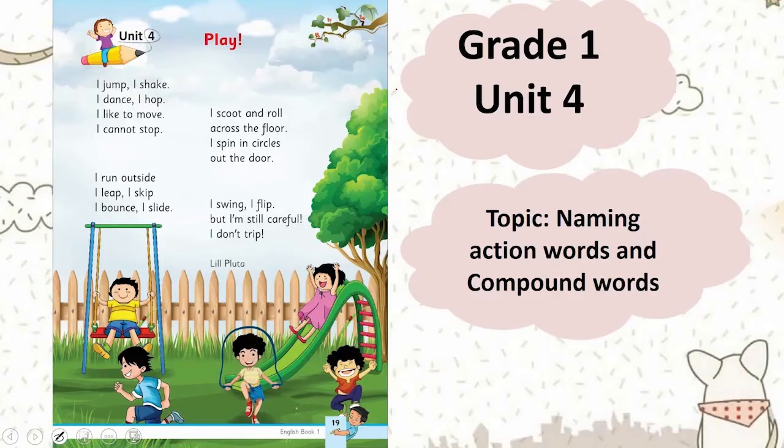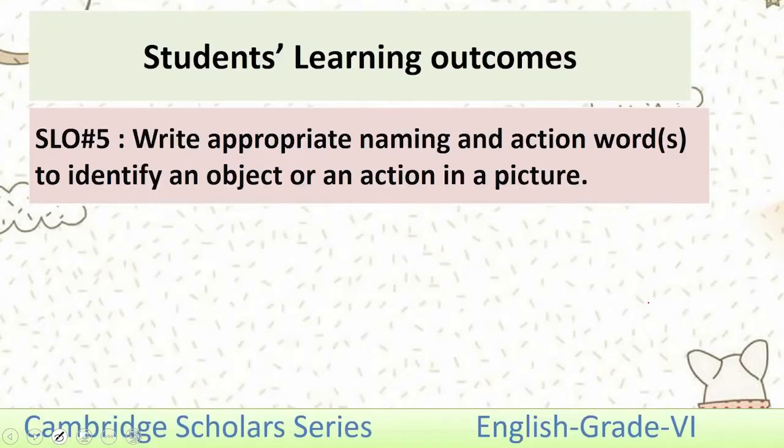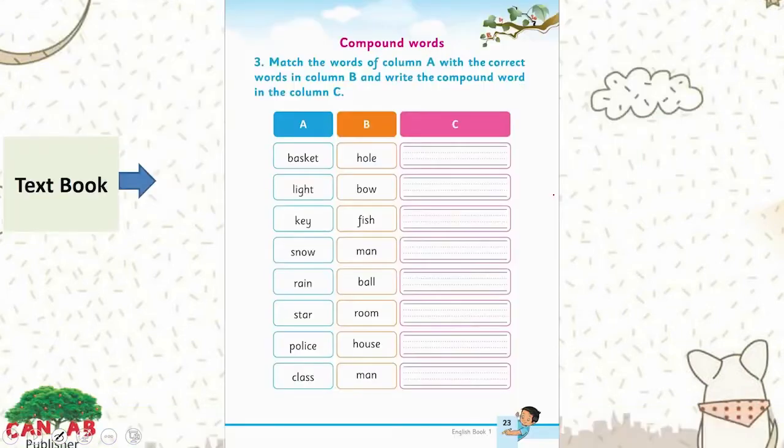Bismillahirrahmanirrahim. We are going to start our lesson from Unit 4, Play, and the topic is naming action words and compound words. SLOs of this lesson are: write appropriate naming words and action words to identify an object or an action in a picture. Look here, the page number 23 of your textbook, the compound words.